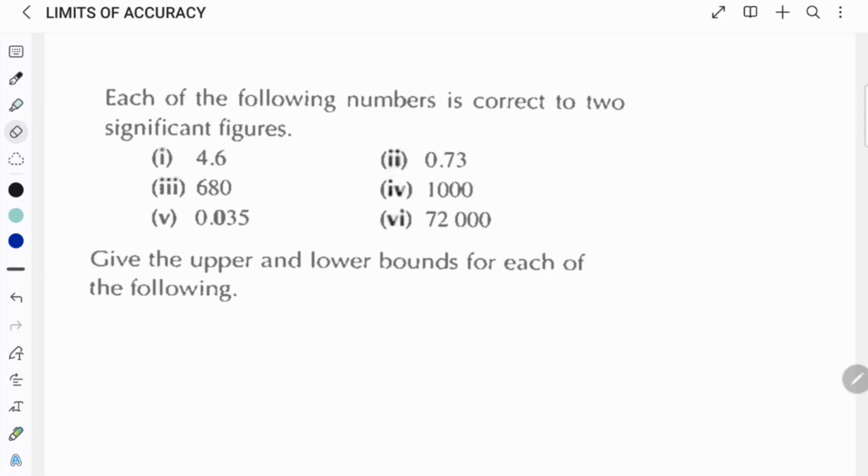Alright, so the first one is 4.6. The second significant figure is 6. It means that it is rounded off to the nearest tenth.